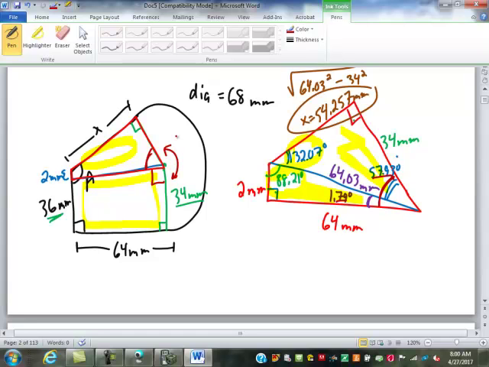This is a 20-point quiz, and this is going to wrap up our complex trigonometry apps. So next week we start compound angles.